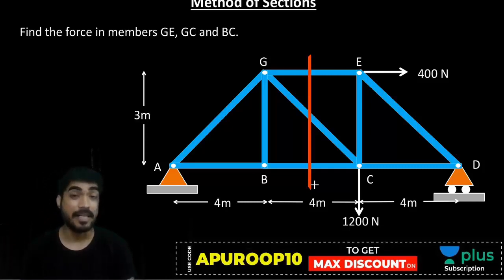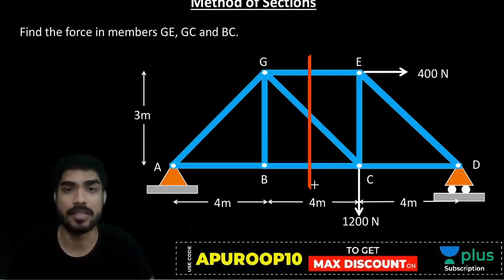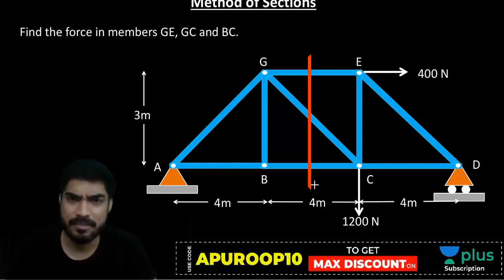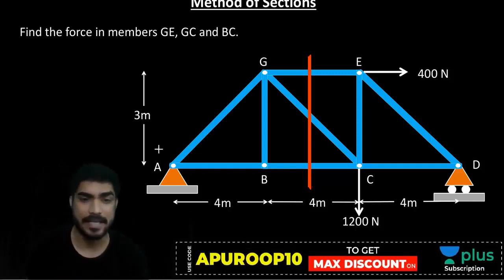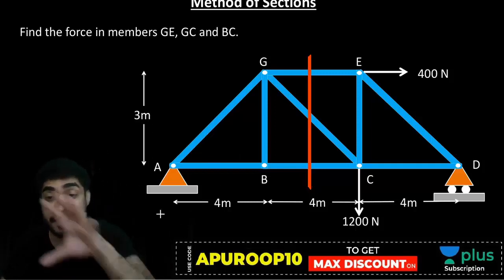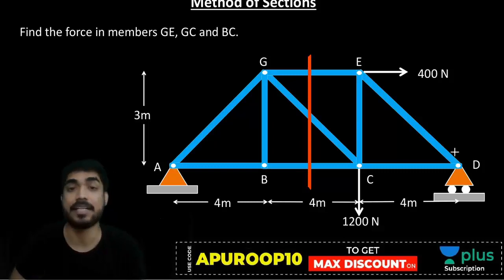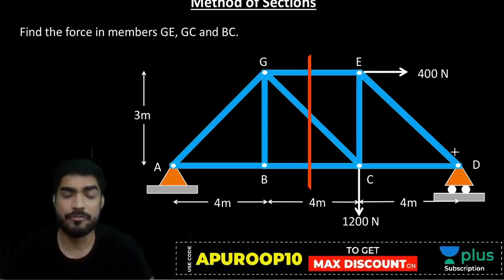And how will we find it? We will consider the FBD of either the left part of the truss or the right part of the truss. For either part, you need the reactions at the supports. If I am considering the left part, I need the reaction at A. If I'm considering the right part, I need the reaction at D. So first of all, let's find the reactions.